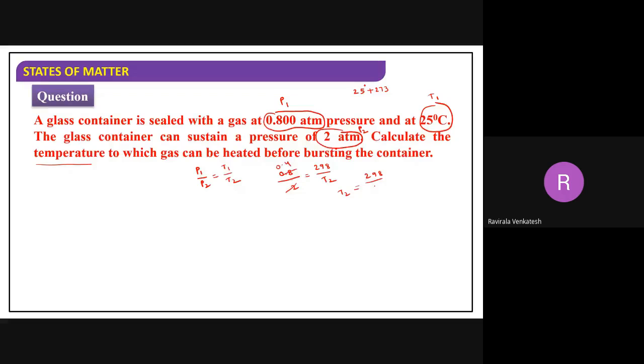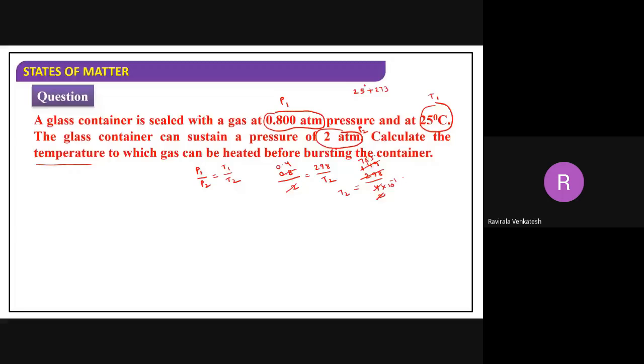0.4 you can write as 10 to the power of minus 1. Now how much will it be? 2 2s are 4, 2 1s are 7, and 9 you can take as 8. So 78.5, and sending the decimal, you are going to get 785 Kelvin temperature. I think 785 Kelvin temperature.